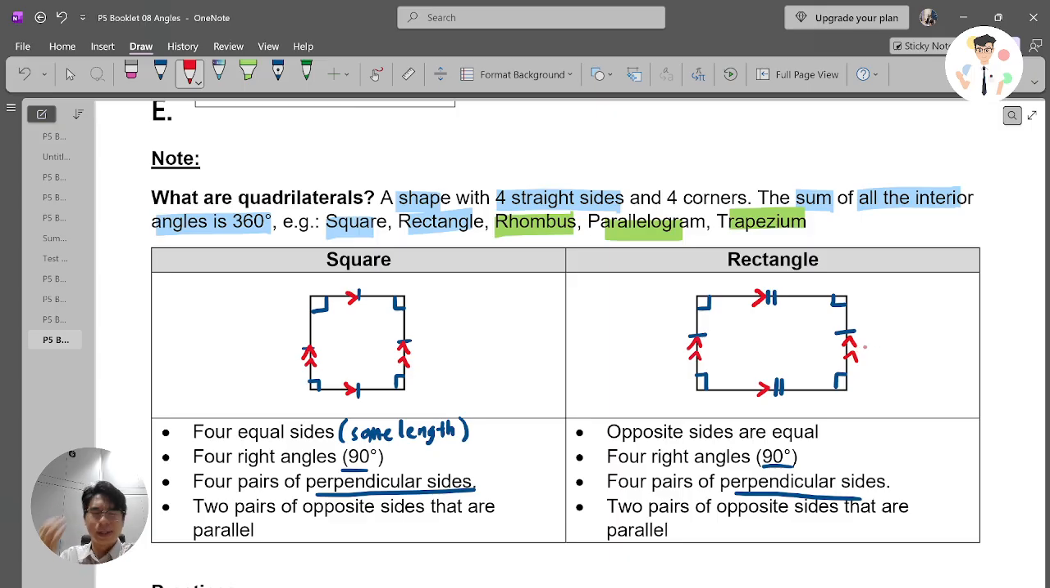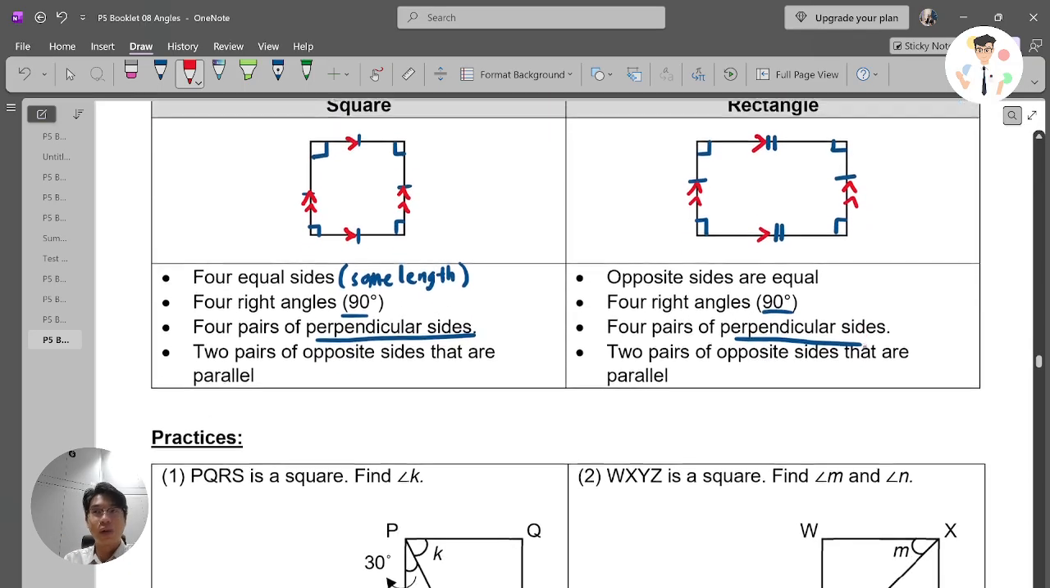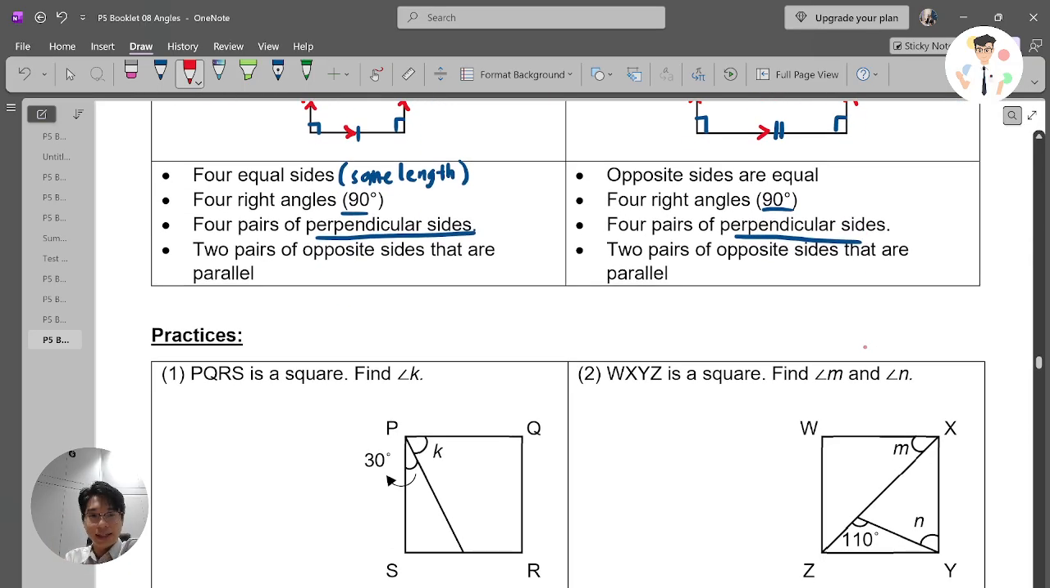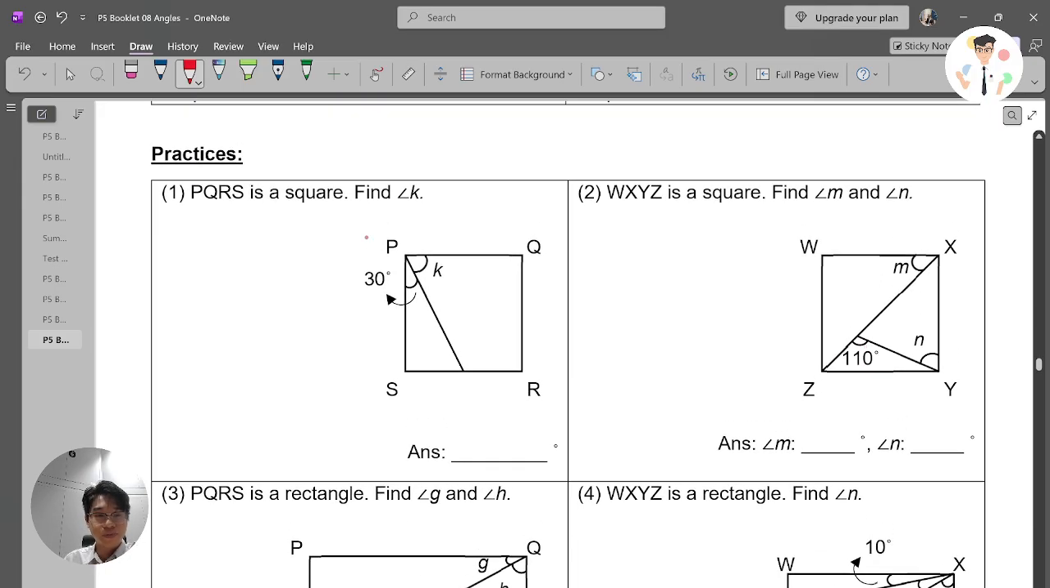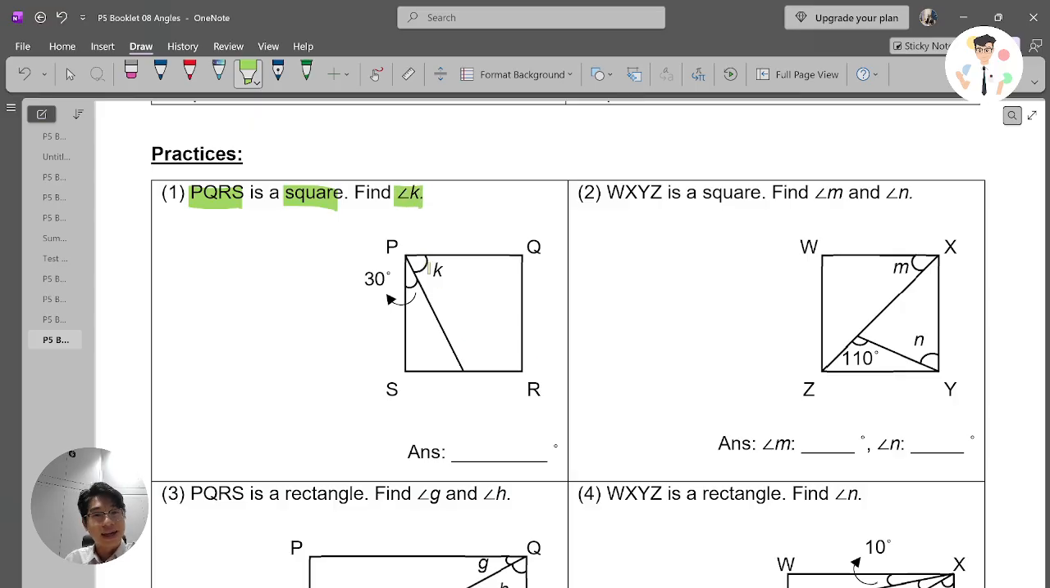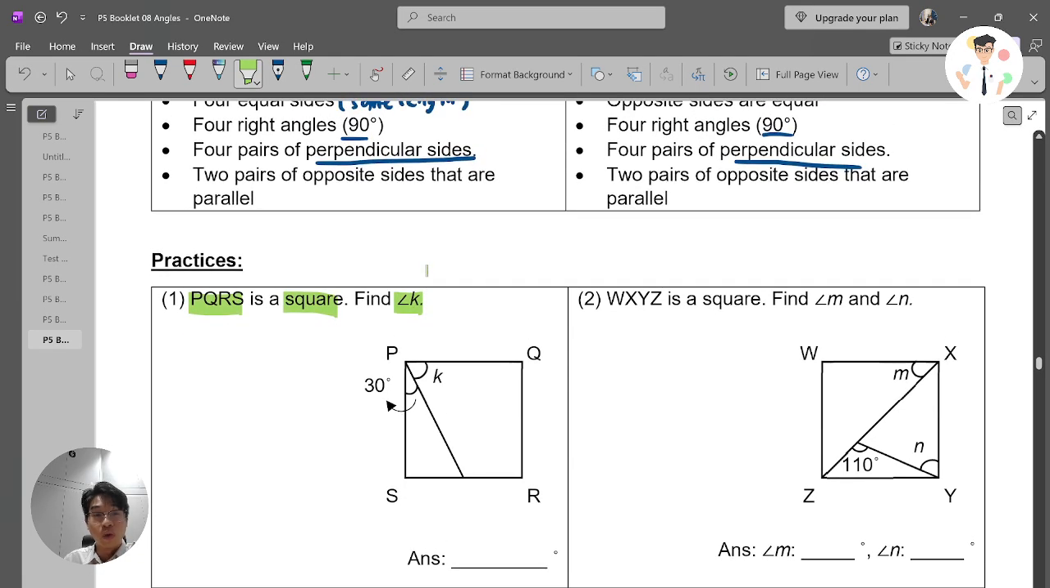So you might be thinking, teacher, this is something that I already know. Yes, you already know, but it's important whether you are able to put it into your thoughts in solving some of these questions. So I have four examples here. The first question: PQRS is a square. Find angle K. Are you able to find angle K here? That challenges your knowledge of knowing that you have a right angle here, correct?